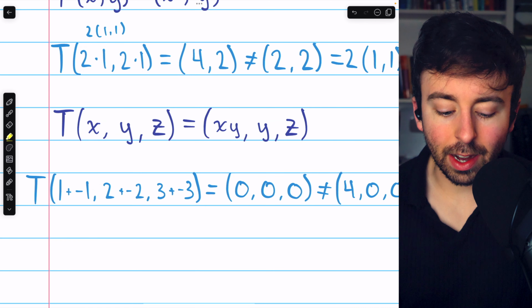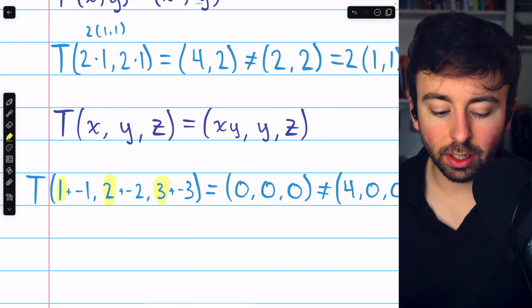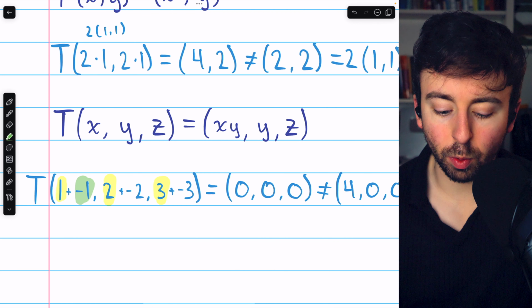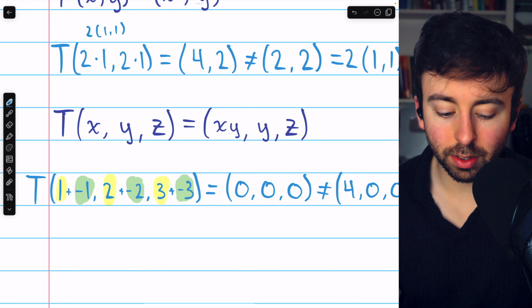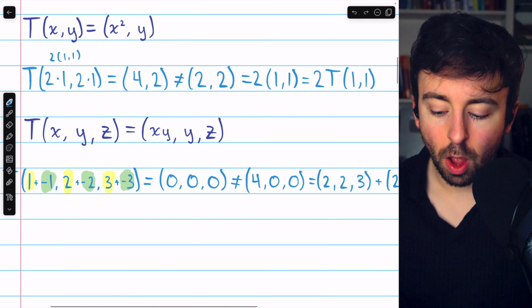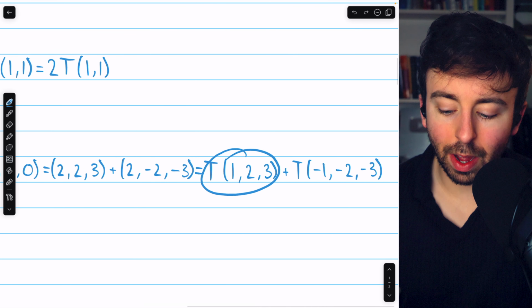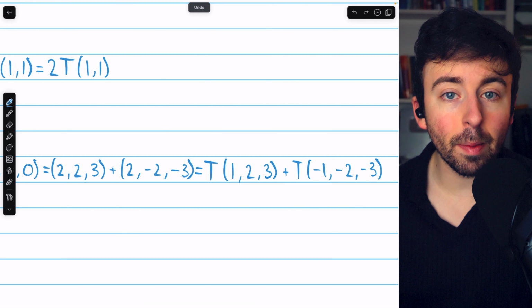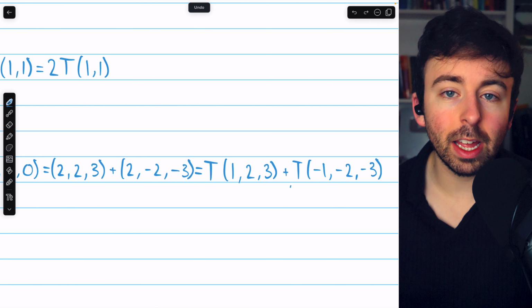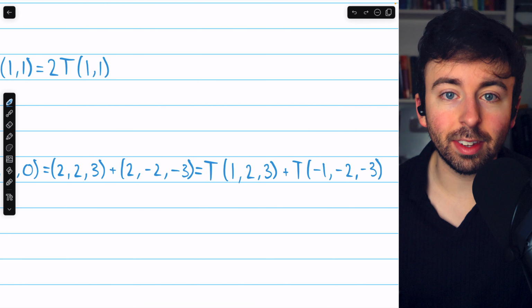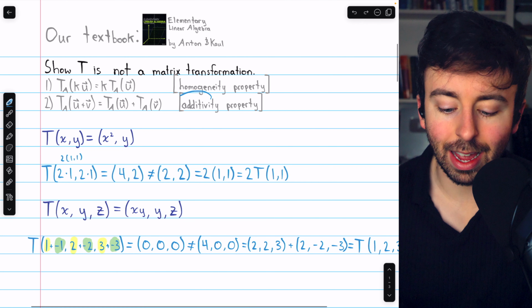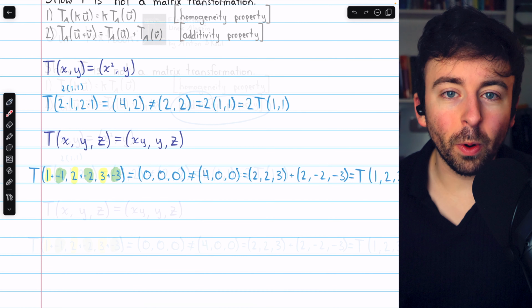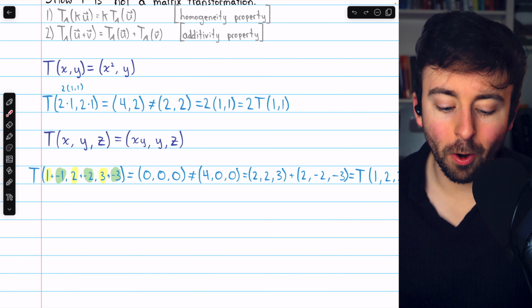On the left side of this line, we have a vector 1, 2, 3 being added to a different vector, negative 1, negative 2, negative 3, and we're plugging that sum of vectors into the transformation. On the right, we're plugging those two vectors into the transformation separately and then adding their images. These two things should be the same if this is a matrix transformation, because as we know, matrix transformations satisfy the additivity property. But of course, it turns out these things are not equal.